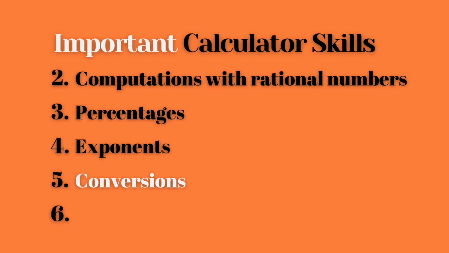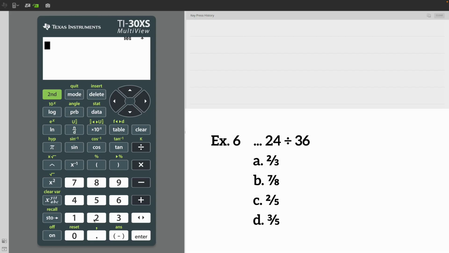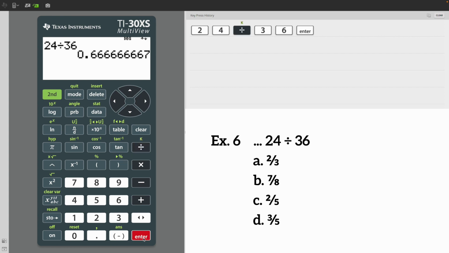I want you to be able to do conversions, moving back and forth between equivalent, so equal, forms of the same number. So this happens a lot in algebra. You'll get to the final step of solving an equation and you'll have what looks like a division problem, for example, 24 divided by 36. You go to do it in your calculator and you don't get the form you were expecting. So imagine I did that. I did 24 divided by 36 and I got this long decimal answer, and then I look at my multiple choices and oh no, it's a fraction.